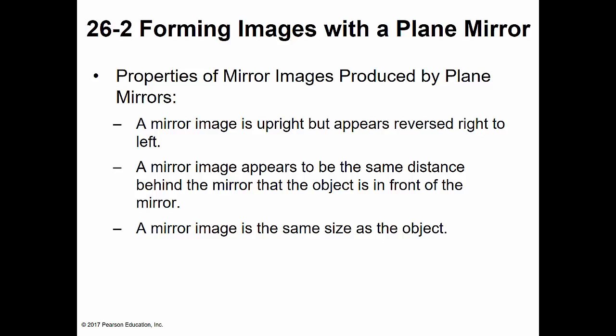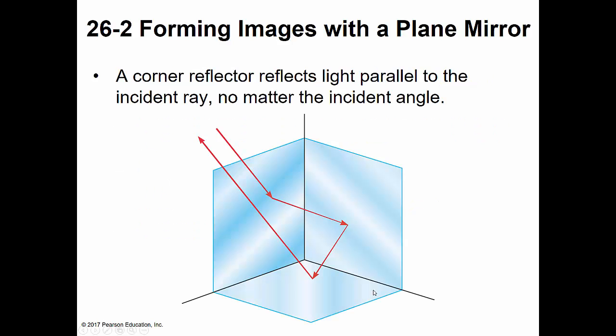Virtual images in a mirror always form behind the mirror where there's no light rays, and they're always upright images. A corner reflector reflects light parallel to the incident ray, no matter the angle of incidence. So you get to see the image from all sides.